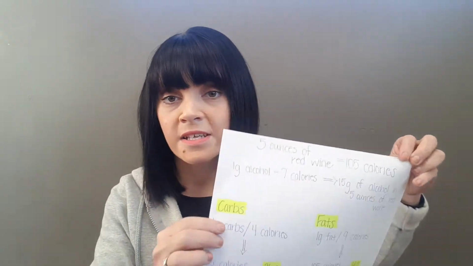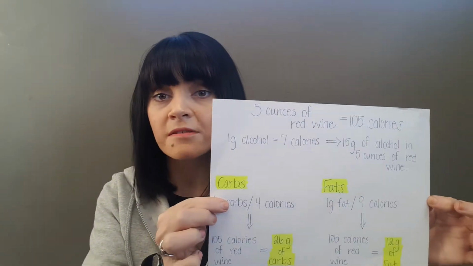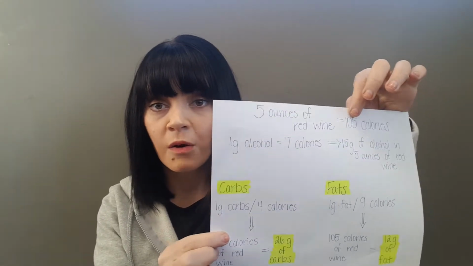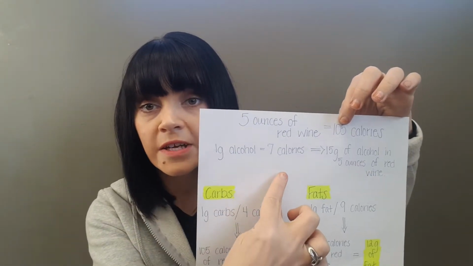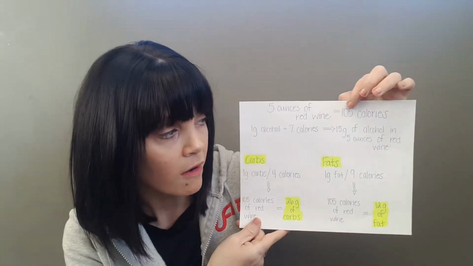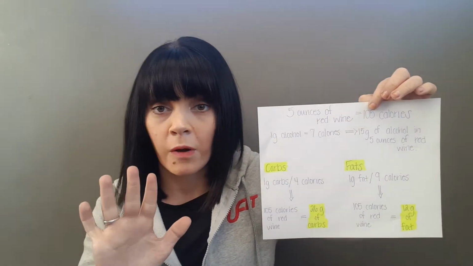So when you track it in something like MyFitnessPal, you can either take grams away from your carbs or your fats. Usually you don't want to take it away from proteins. And so I made this diagram to help you figure out how to track it as an example. If we have 5 ounces of red wine, that's going to be 105 calories. So 1 gram of alcohol equals 7 calories, and you're going to end up having 15 grams of alcohol in 5 ounces of red wine.